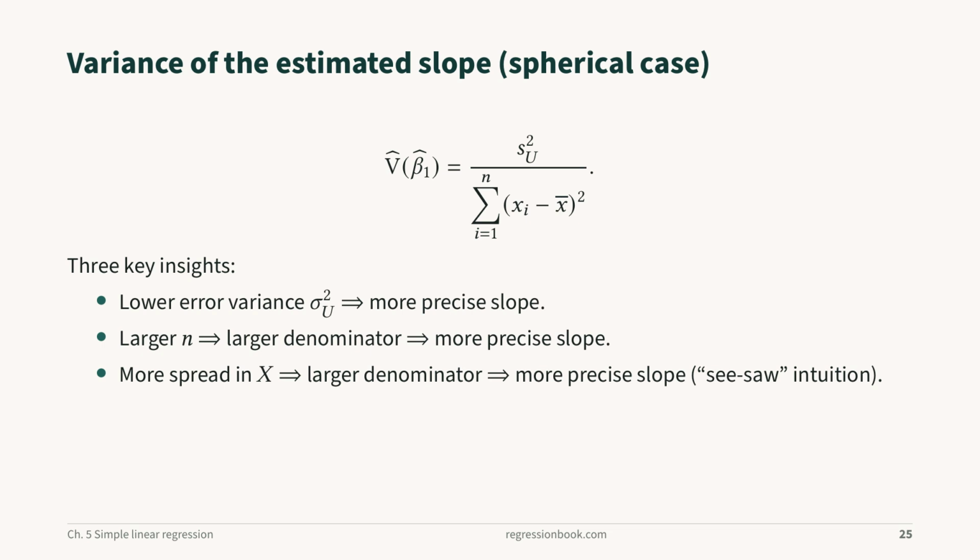Less noise around the line, more precise. More observations, more precise. And more spread in the regressor, more precise. The third lever is the least obvious, so it gets its own metaphor next.